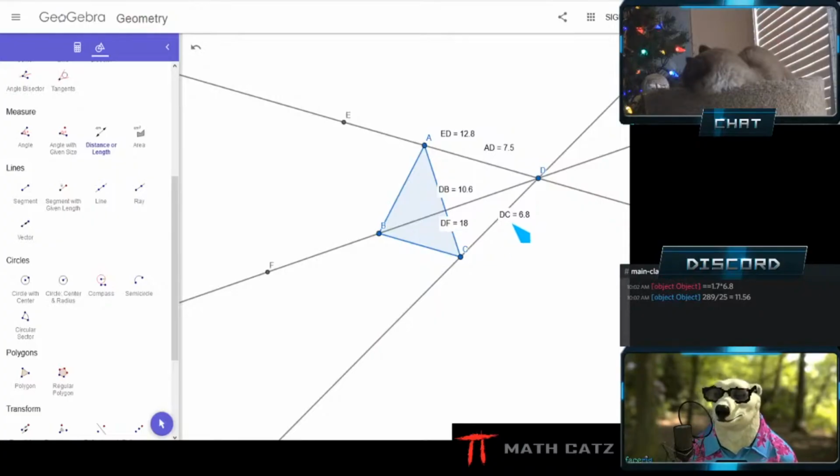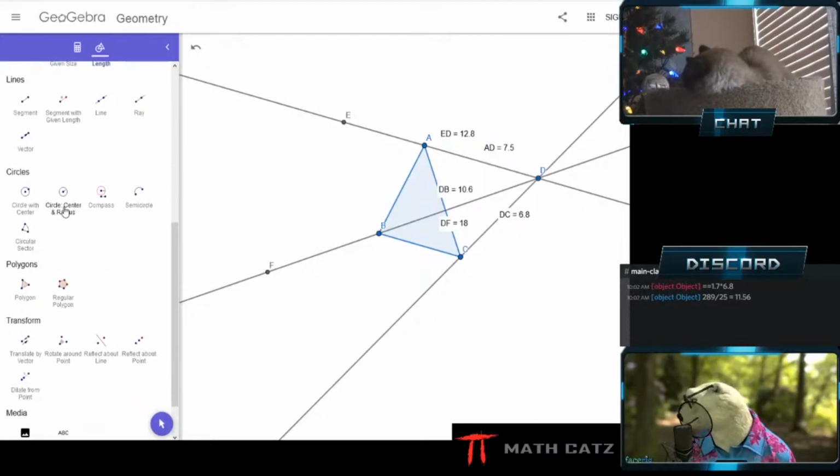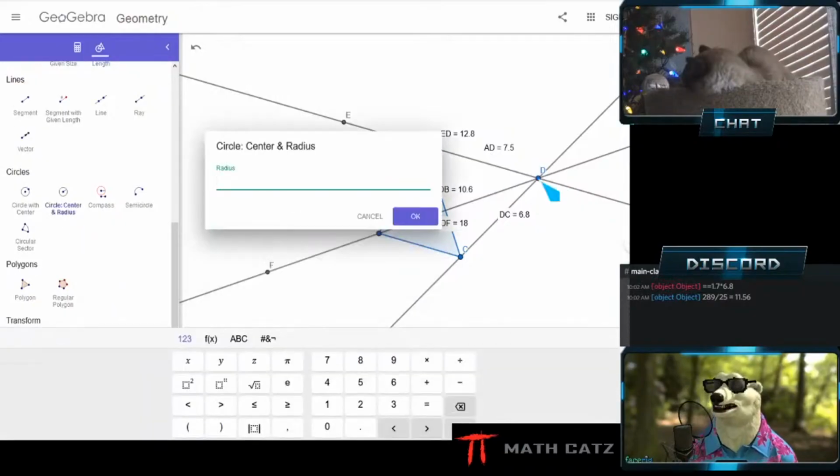I have to measure from D a distance 11.56. I can do that with my circle that needs the center and a radius. I want the center to be D because it's called the center for that reason. I want radius 11.56.